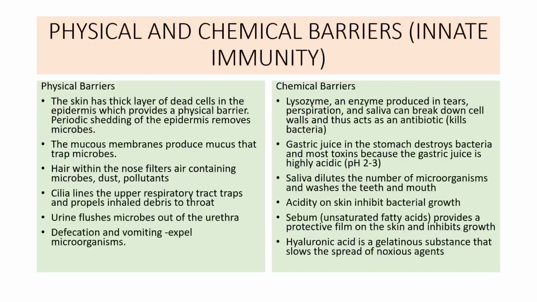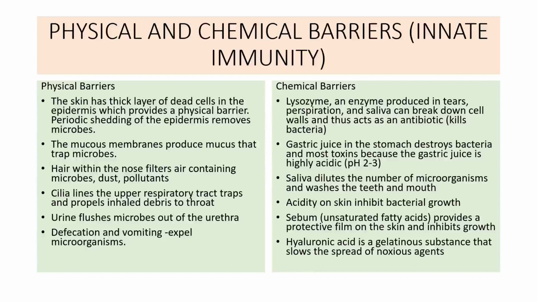Now, first of all, we'll talk about the physical and chemical barriers in the immune system. These two constitute the innate immunity. Innate means by birth. Physical barriers include the skin. Skin is the jack of all trades. It protects the body against pathogens and will not allow them to enter the body.